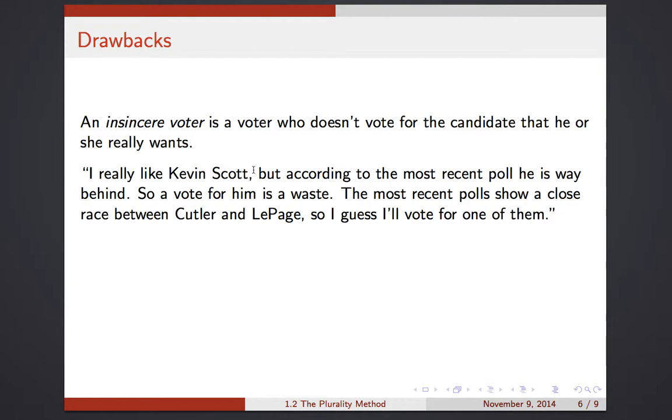And so this, of course, is a problem with the plurality method because the plurality method doesn't give you a way of distinguishing any sort of ranking, right? You just have to vote for somebody and that's it.